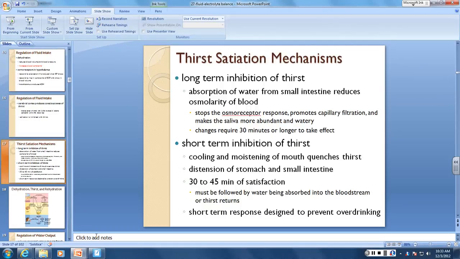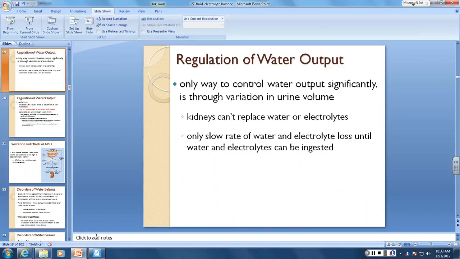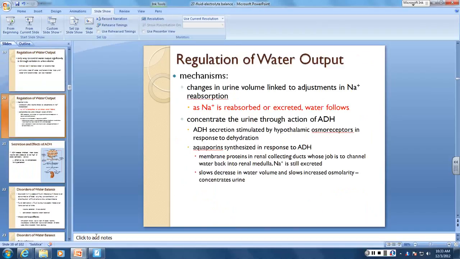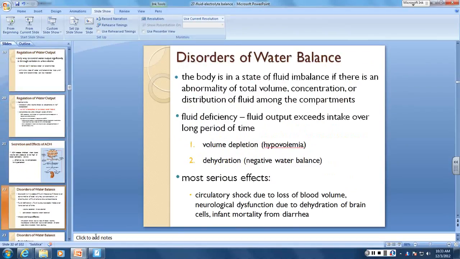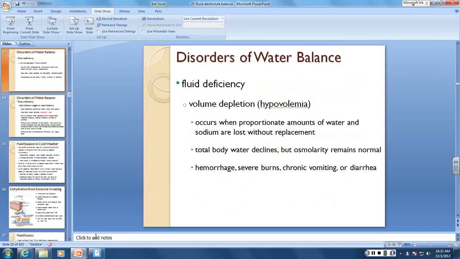And now let me spin in. There's information here that you all should go through. Okay, sodium is reabsorbed or excreted. Water follows. ADH. Fluid deficiency. So fluid deficiency is hypovolemia, one of those terms. So blood volume is too low.